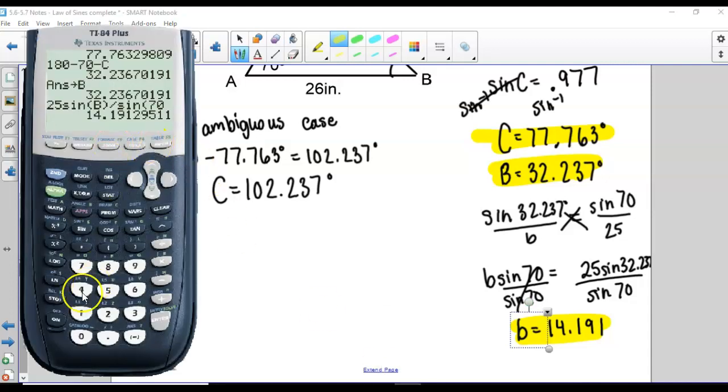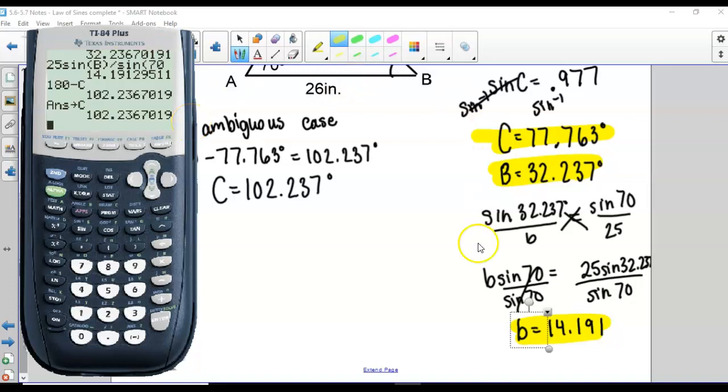So in my calculator, I'm going to do 180 minus C, which is right now stored as 77.763. That gives me the exact value for the other possible C. And so now I'm going to store this as C. It'll replace that other C that I had there. So now C is 102.236.